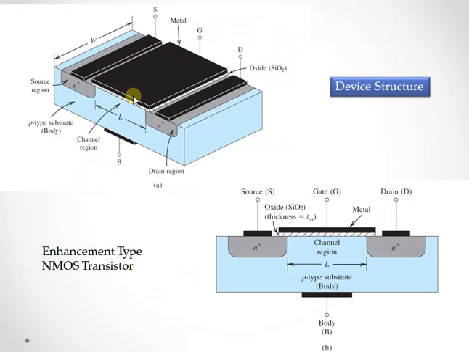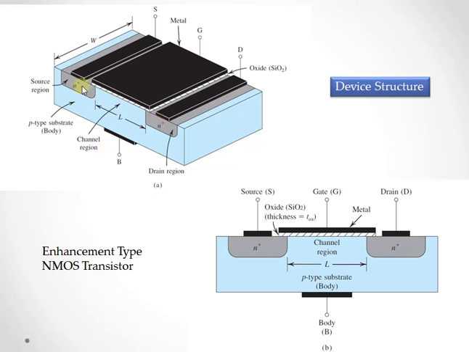The figure shows the physical structure of an N-channel enhancement type MOSFET. The transistor is fabricated on a P-type substrate, which is a single crystal silicon wafer that provides physical support for the device. The two heavily doped N-type regions are indicated by N plus source and N plus drain. N plus indicates that it is heavily doped. Conversely, N minus will indicate that it is lightly doped.